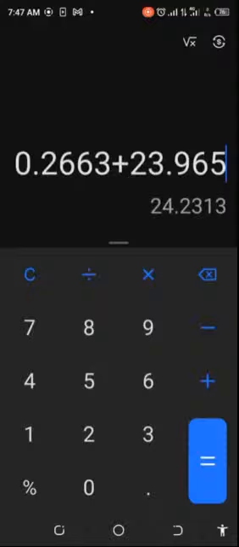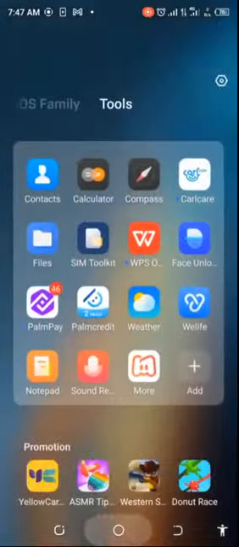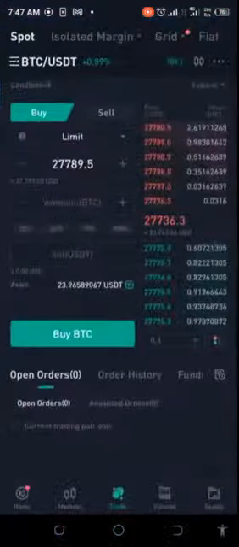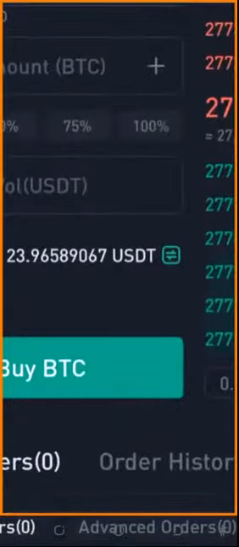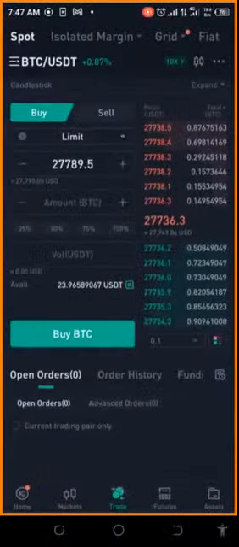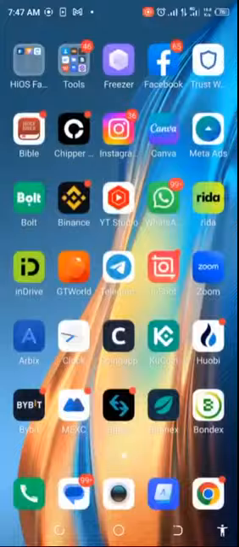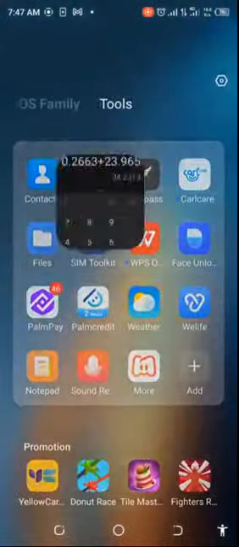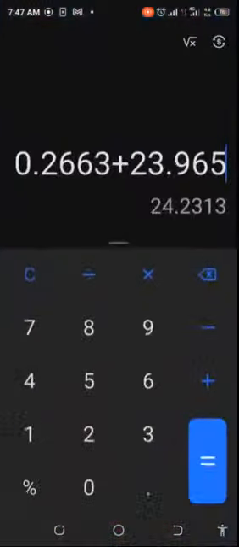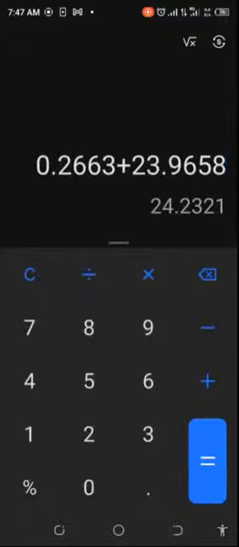What was that? Let me go and check so that we don't put values that are not right. Okay, 9658. I'll just take four figures after that. So 9658. All right. So we actually made, if you see here, 24.23. It's still a profit, right? We're still in profit. Okay.